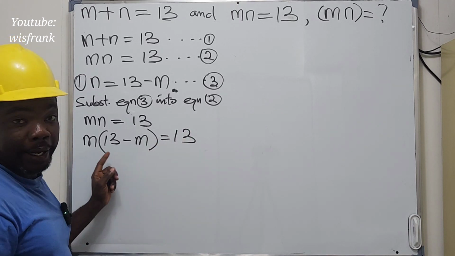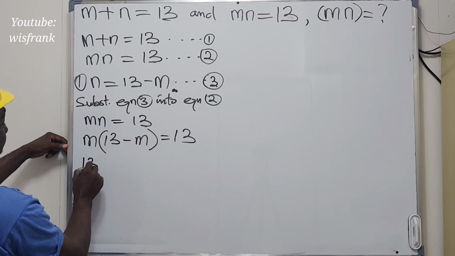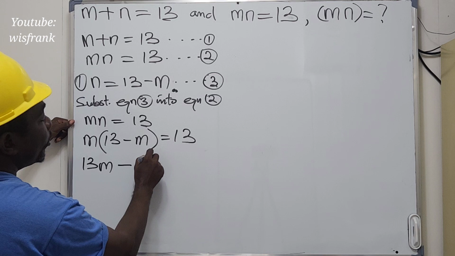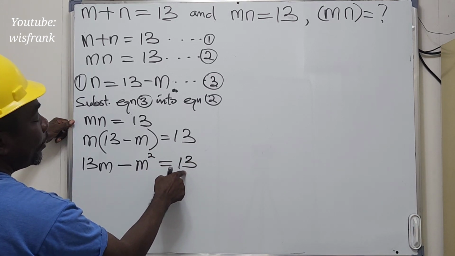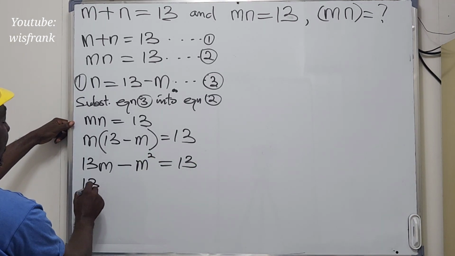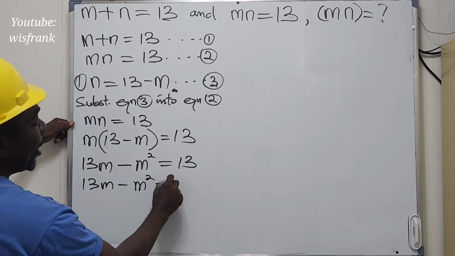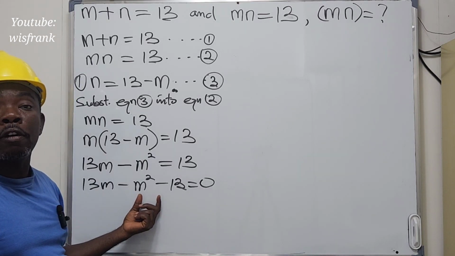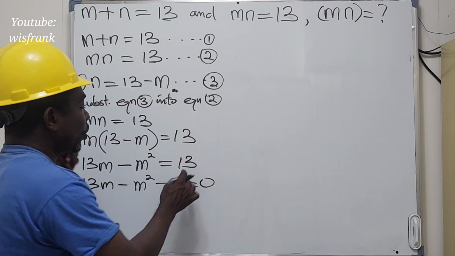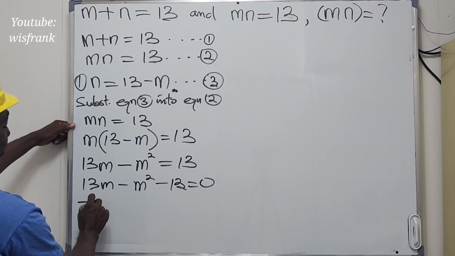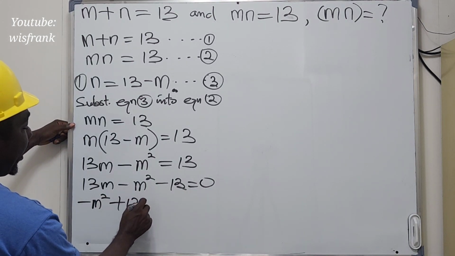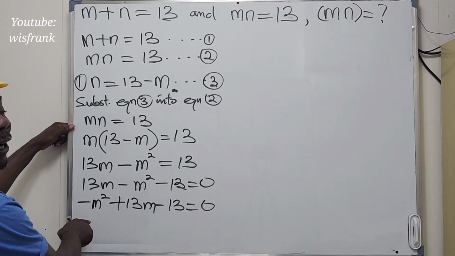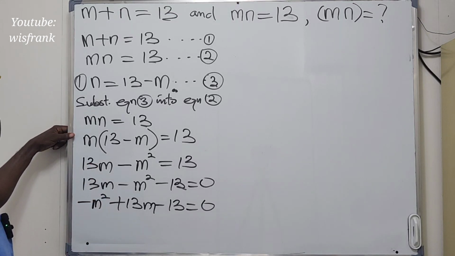So in this case, we can expand this. This will become 13m, because m times 13 becomes 13m, minus m times m becomes m to the power of 2, equals 13. We can move this to the other side. This will become 13m minus m to the power of 2 minus 13 equals 0. So here we have the highest power of m as 2, so it is a quadratic equation. We can rearrange this. This will become minus m to the power of 2 plus 13m minus 13 equals 0. So for us to clear this negative sign, we can multiply all through by minus 1.